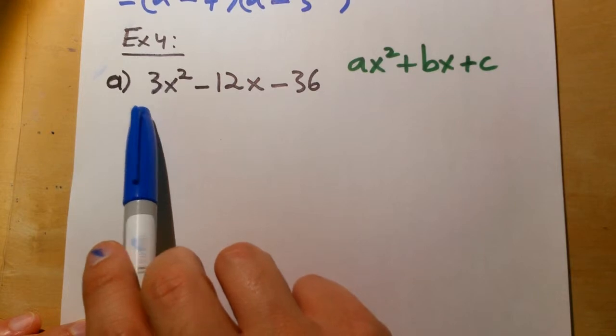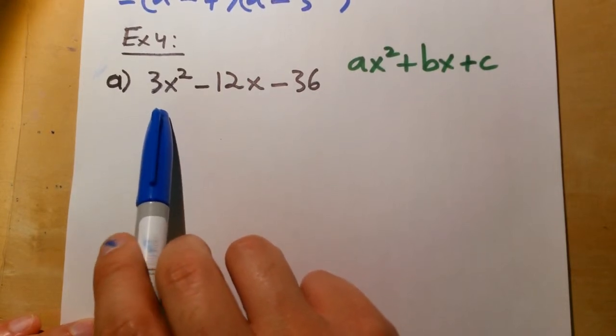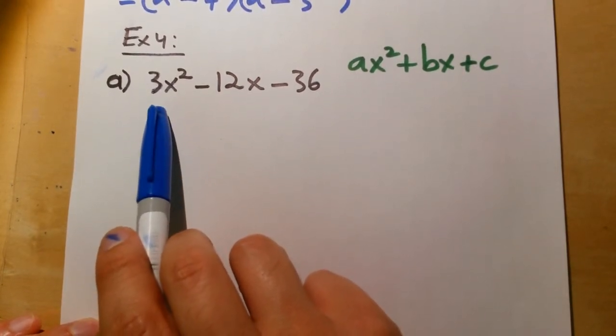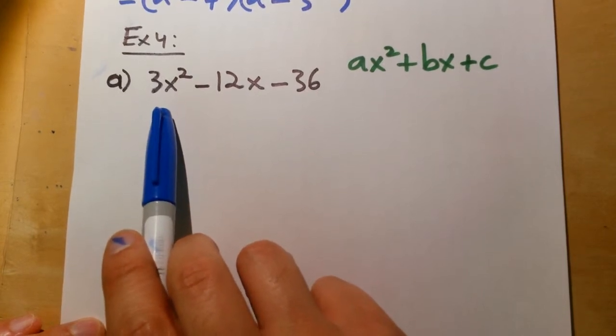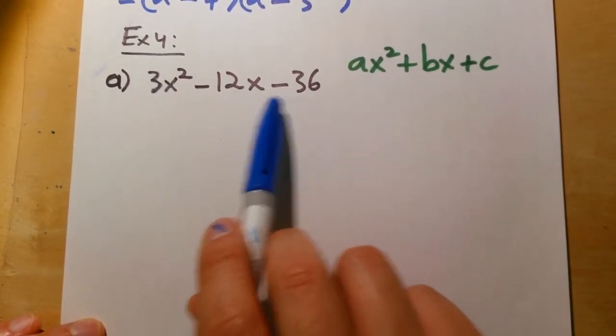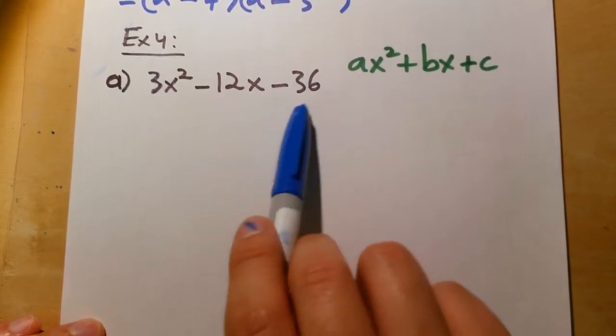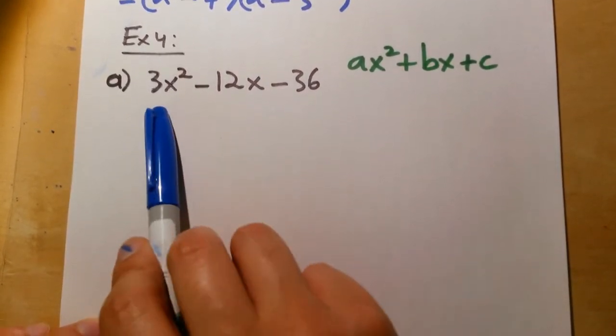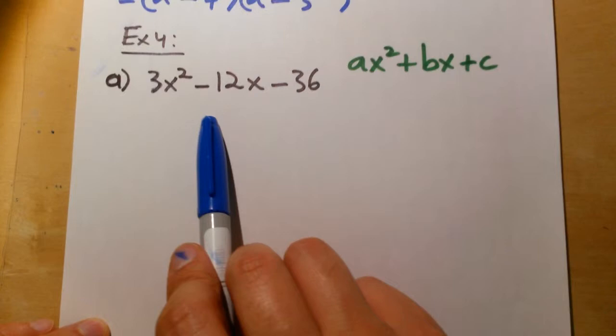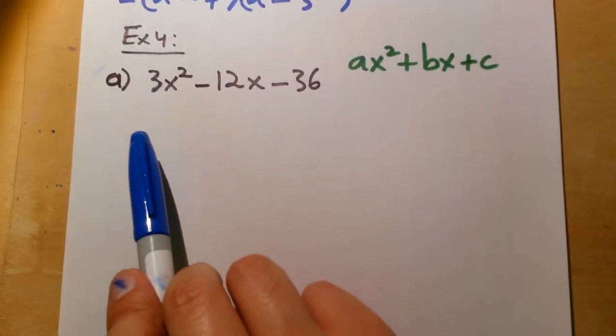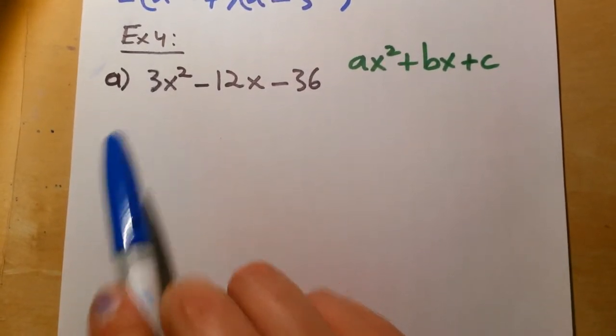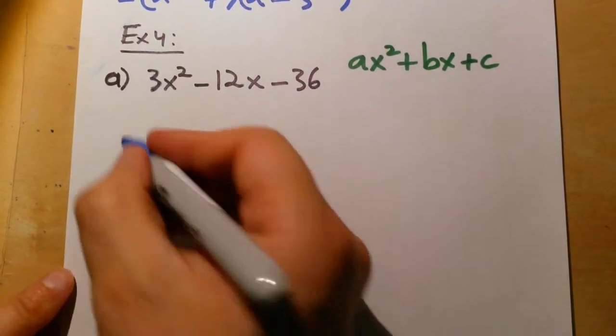We're asked to factor this fully. When we're factoring, let's always begin by finding the greatest common factor among all three terms of this expression. So first, let's ask ourselves, is there a greatest common factor among all of the terms? Yes, so we can factor out the 3 first.